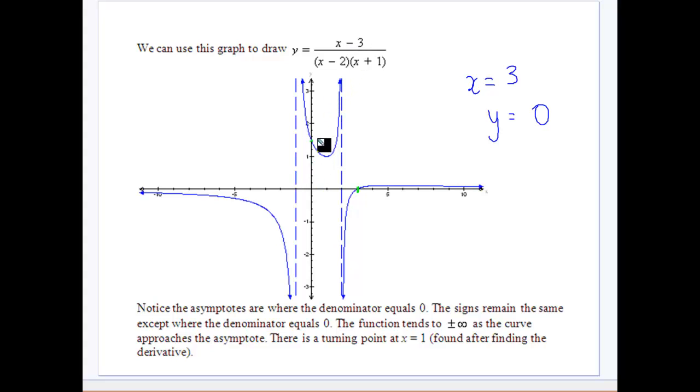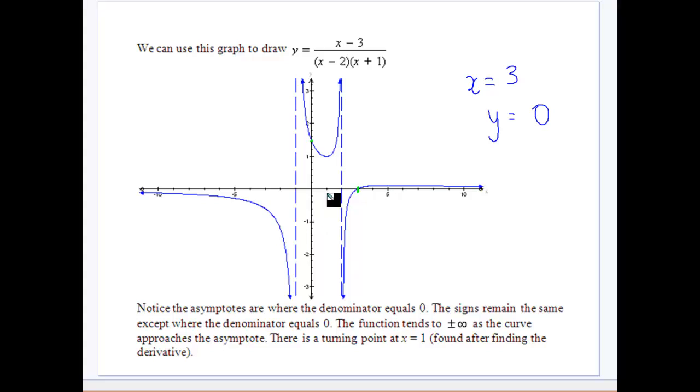Notice the signs will stay the same. So between the asymptotes there, it was positive before, so it stays positive. On the left side of x is equal to minus 1, it was negative, so it stays negative. Between 2 and 3, it was negative, so it will stay negative, and after 3, it was positive, so it remains positive.